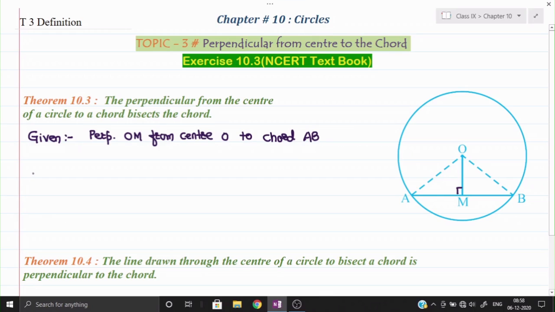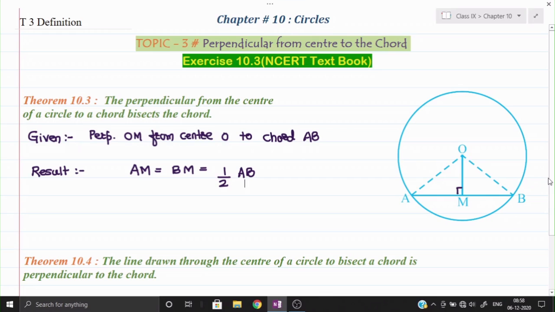Then what will be the result you will get? The result is that the perpendicular OM will divide the chord AB into two equal parts. So we can say that AM and BM will be equal and both will be half of AB. Since both are equal, if AB is 10 centimeter, AM and BM will be two equal parts, both 5 centimeter. So AM and BM are equal, as well as half of the whole chord AB. This is theorem 10.3.